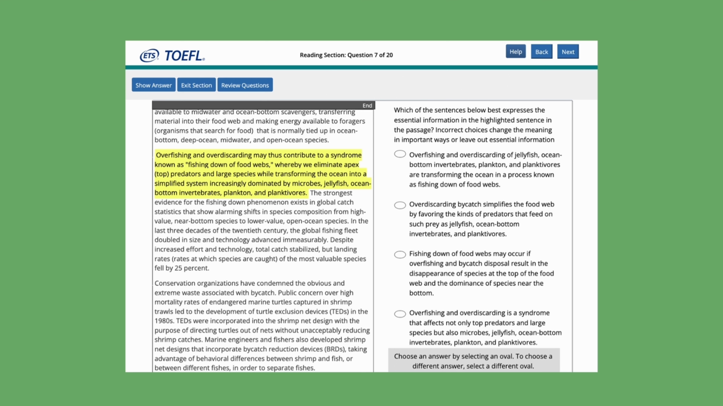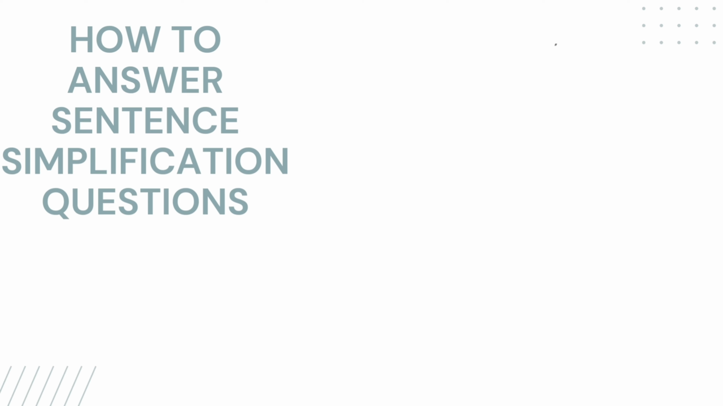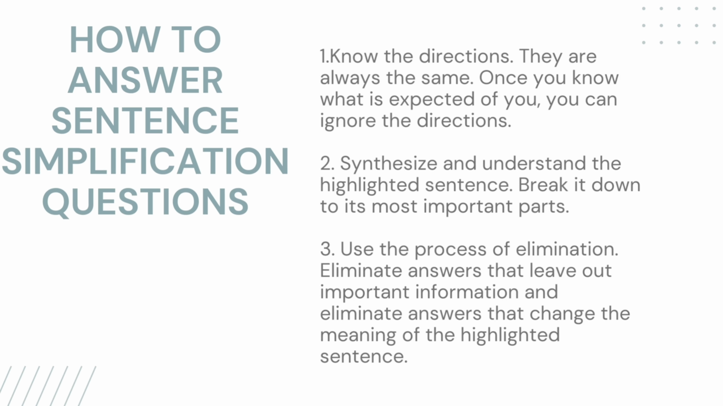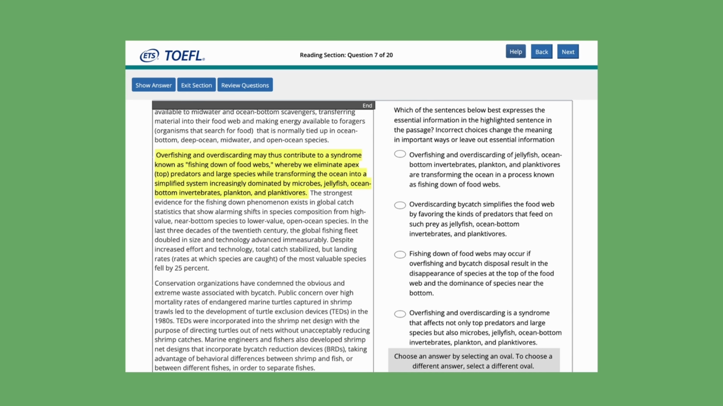Just like insert text questions, which we'll talk about in a second, every passage has one of these. So you'll have one sentence simplification question per passage and one insert text question per passage. So it's important that you know how to do them. First, know the directions because they're always the same. Once you know what is expected of you, you can ignore the directions. Let's go back to that previous screenshot. It says, which of the sentences below best expresses these blah, blah, blah, blah. Just ignore it. It's always the same. What they want you to do is look for a sentence that is the same, that isn't missing important information and doesn't change the meaning.